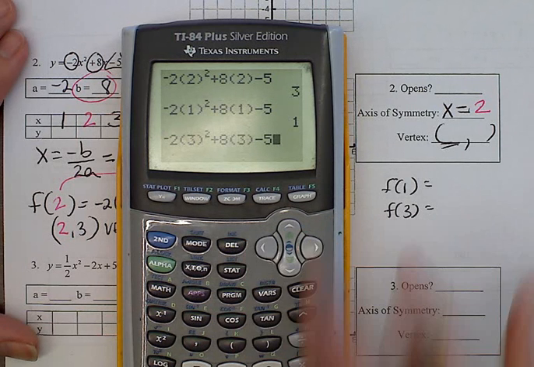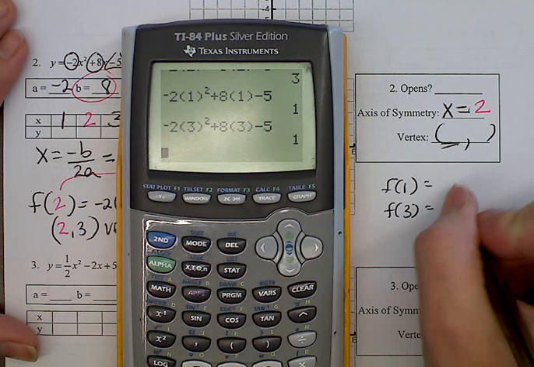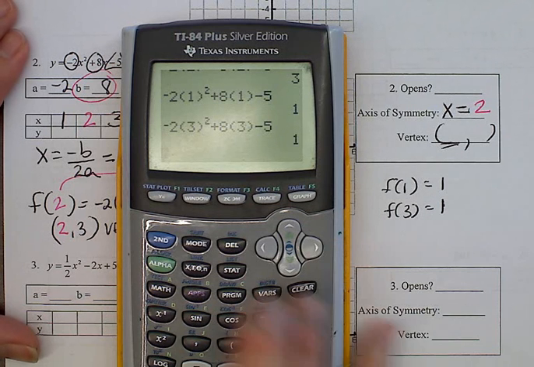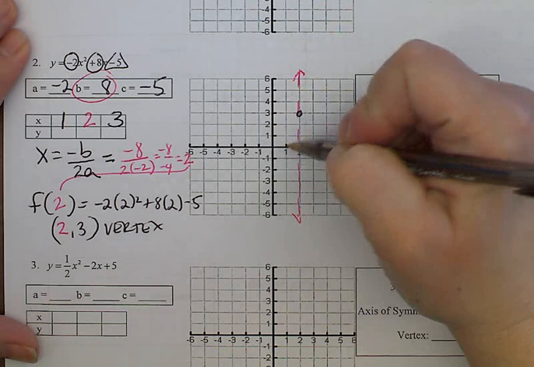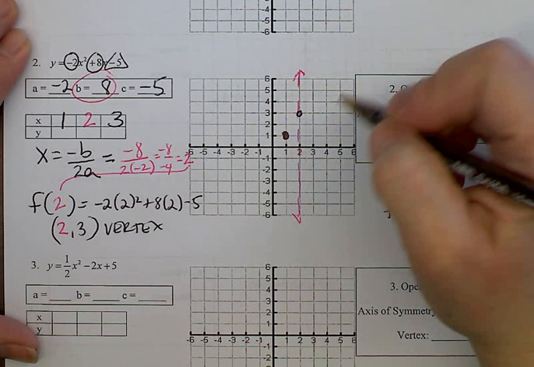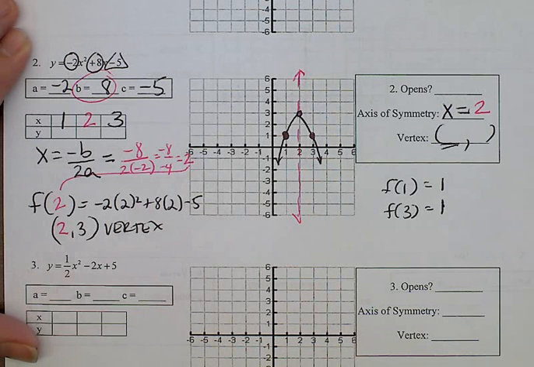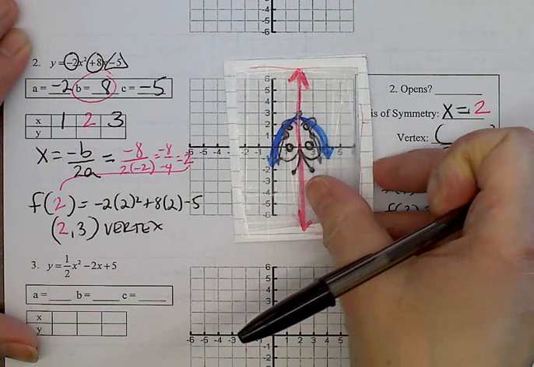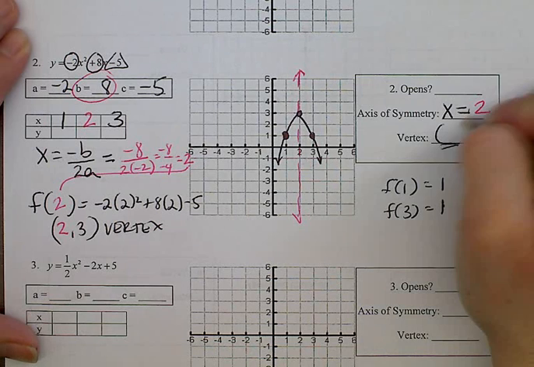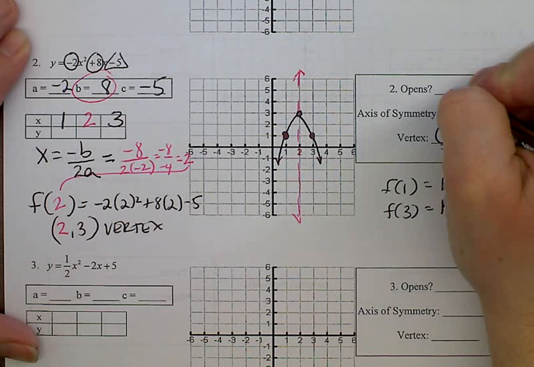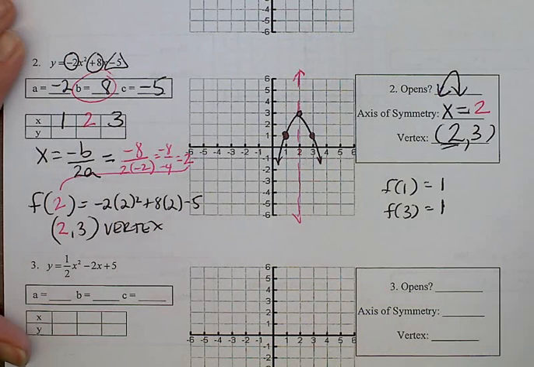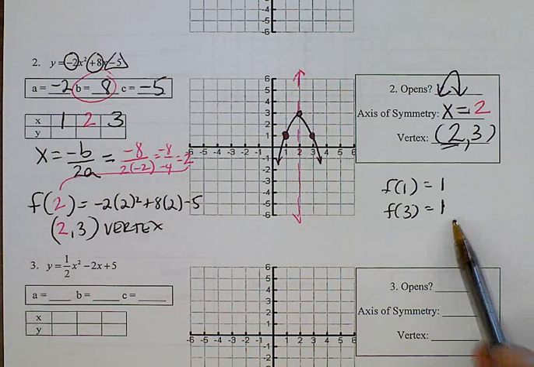Now, because of the idea of the butterfly, we should get the same answer both times for these, and we do. So when x is 1, y is 1, and when x is 3, y is 1. We kind of got a rough sketch of what our butterfly is going to look like. So our vertex is 2 comma 3. It opens downward because our leading coefficient was negative, and to get some other points on our parabola, we could just plug in some other values.